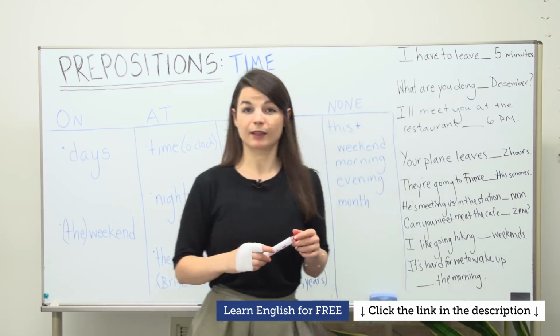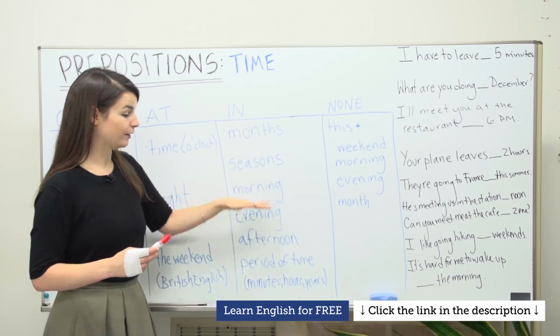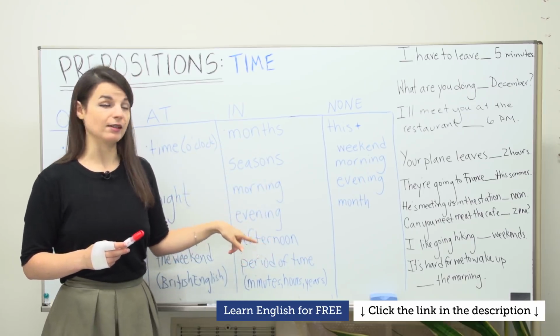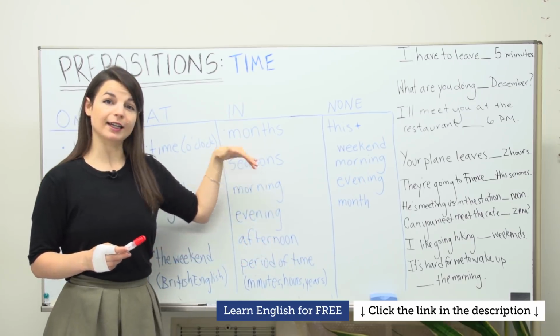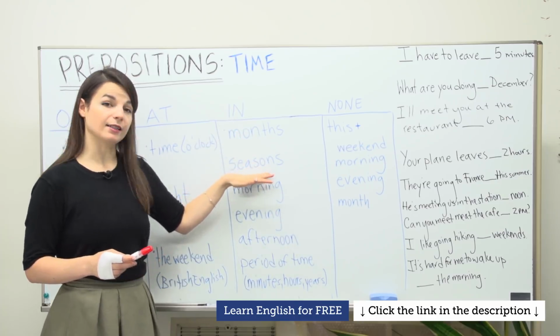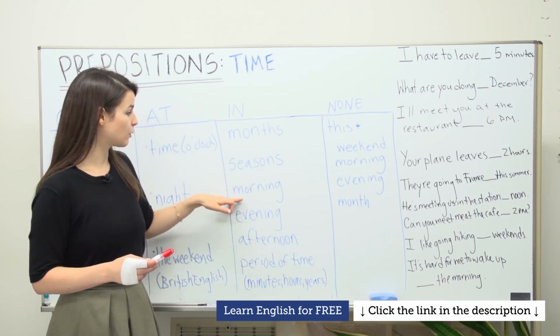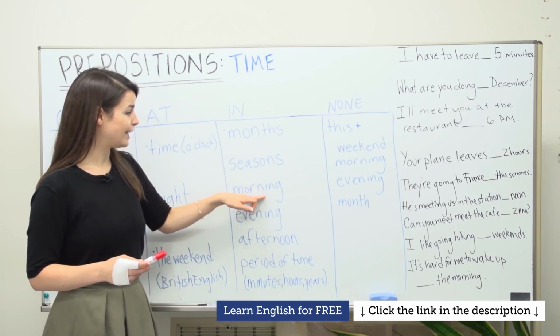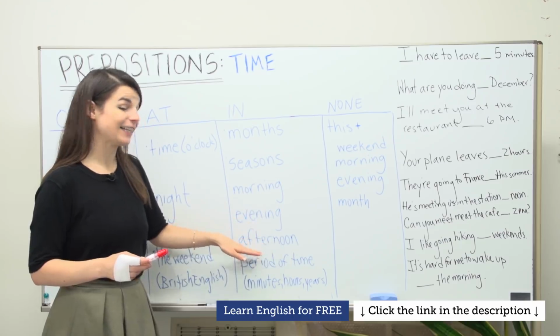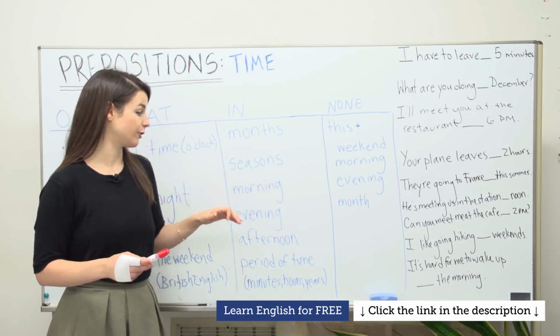Okay, let's talk about in next. So we use in for a lot of different cases, as you can see. We use in for months, like in September, in October, in November. We use it for seasons, like in summer, in spring, in fall. We use it for expressions like in the morning, in the evening, in the afternoon as well.